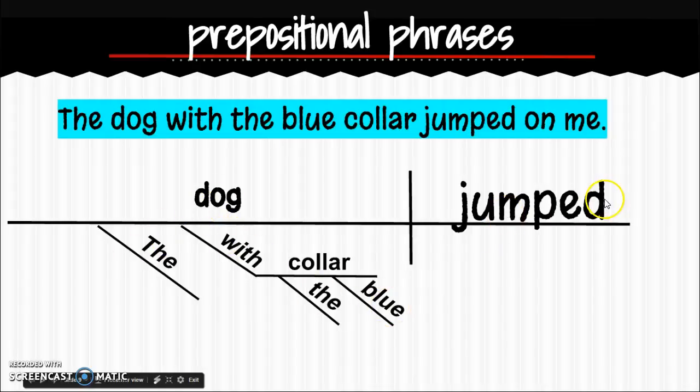jumped. Jumped where? On me. So I start with my diagonal line for my preposition, and my straight line for my object of the preposition. On is the preposition. On whom or what? On me. There's my noun.